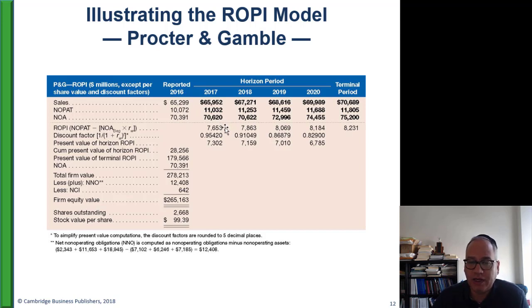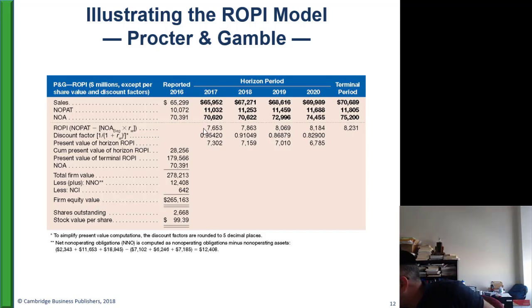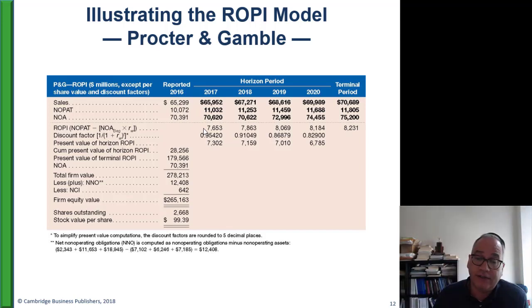So here, your ROPI would be 11,032 minus 70,391, that's beginning net operating assets, times the weighted average cost of capital. In this case, if I remember correctly from the previous model, it's 4.2%. And then subtract that from NOPAT, 11,032, and you get 76.53. And you have the calculation. If you're wondering, this whole calculation is explained in detail on page 14-8. And you would do that for each year.